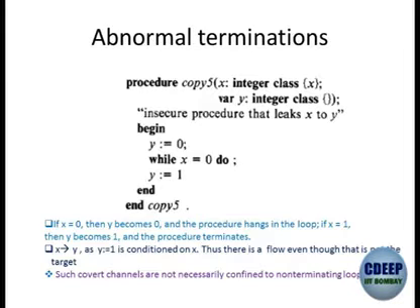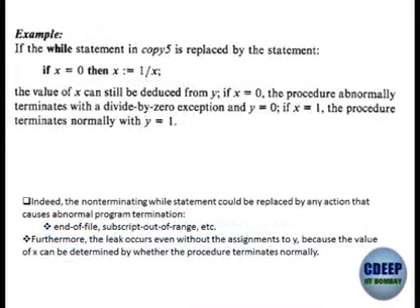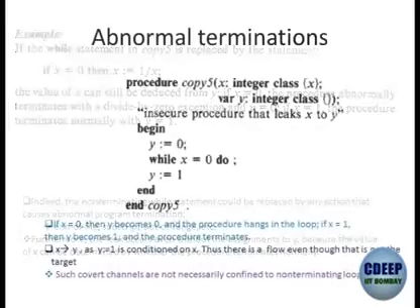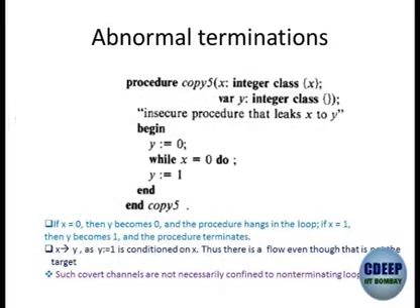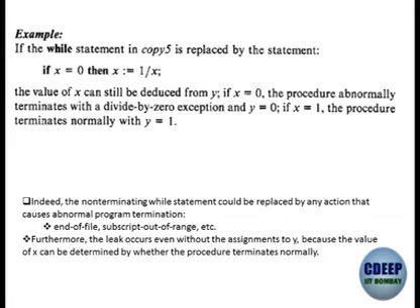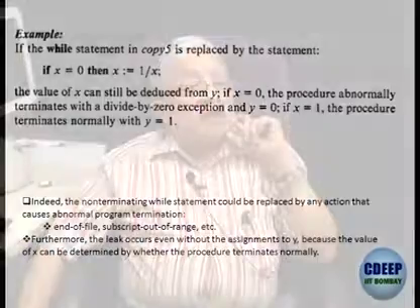Such covert channels are not necessarily confined to non-terminating loops, and there are various variations. For example, in the context of the while statement, while x equal to 0 do skip, if we replace that statement by if x equal to 0 then y equal to 1 divided by x, there is a possibility of a divide exception. So the value of x can still be deduced from y, because if x equal to 0, the procedure abnormally terminates with a divide by 0 exception. That's a possibility when x gets the value 0, because you are going to divide 1 over 0, and that means a divide exception. And y equal to 0, if x equal to 1, the procedure terminates normally with y equal to 1.